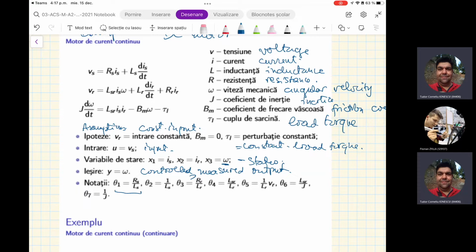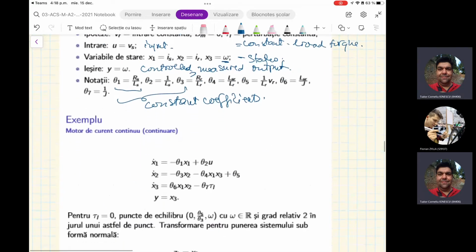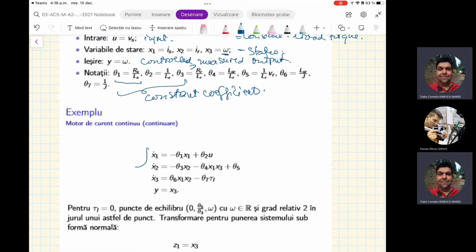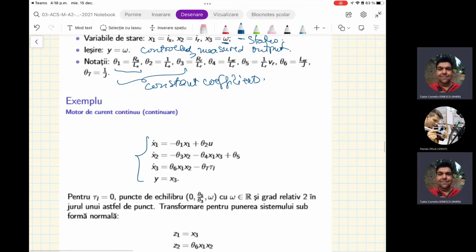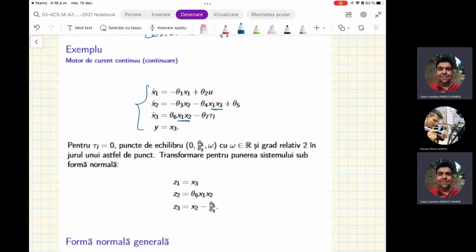Notations: we denote by θ1 the coefficient Rs over Ls, θ2 and so on. These are just constant coefficients. And if you substitute all these notations, this system becomes a state space dynamical nonlinear system. Look, this is a nonlinearity. This is a nonlinearity. So we have this polynomial-like couplings.